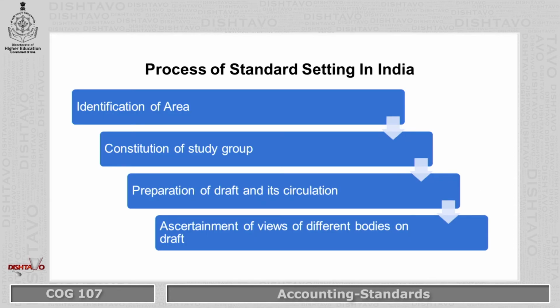Process of standard setting in India. Identification of area. Under this step, the Accounting Standards Board tries to identify the area in which the standard is being set. They constitute a study group which designs a preliminary draft consisting of the objective, scope, and definition of various terms included in this particular accounting standard. The draft prepared is then circulated to ICAI, SEBI, Central Board of Direct Taxes, and various other government bodies for suggestions. A statement of views of the different bodies on the draft is taken and considered, and if any modifications are required, they are done.